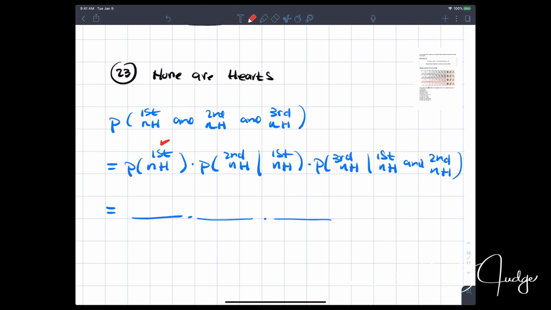If we have 13 hearts in the deck, there's 13 hearts out of the 52 cards. That means 52 minus 13 is 39 cards that will be non-hearts. And again, that's out of 52 cards. 39 cards out of 52 are non-hearts.